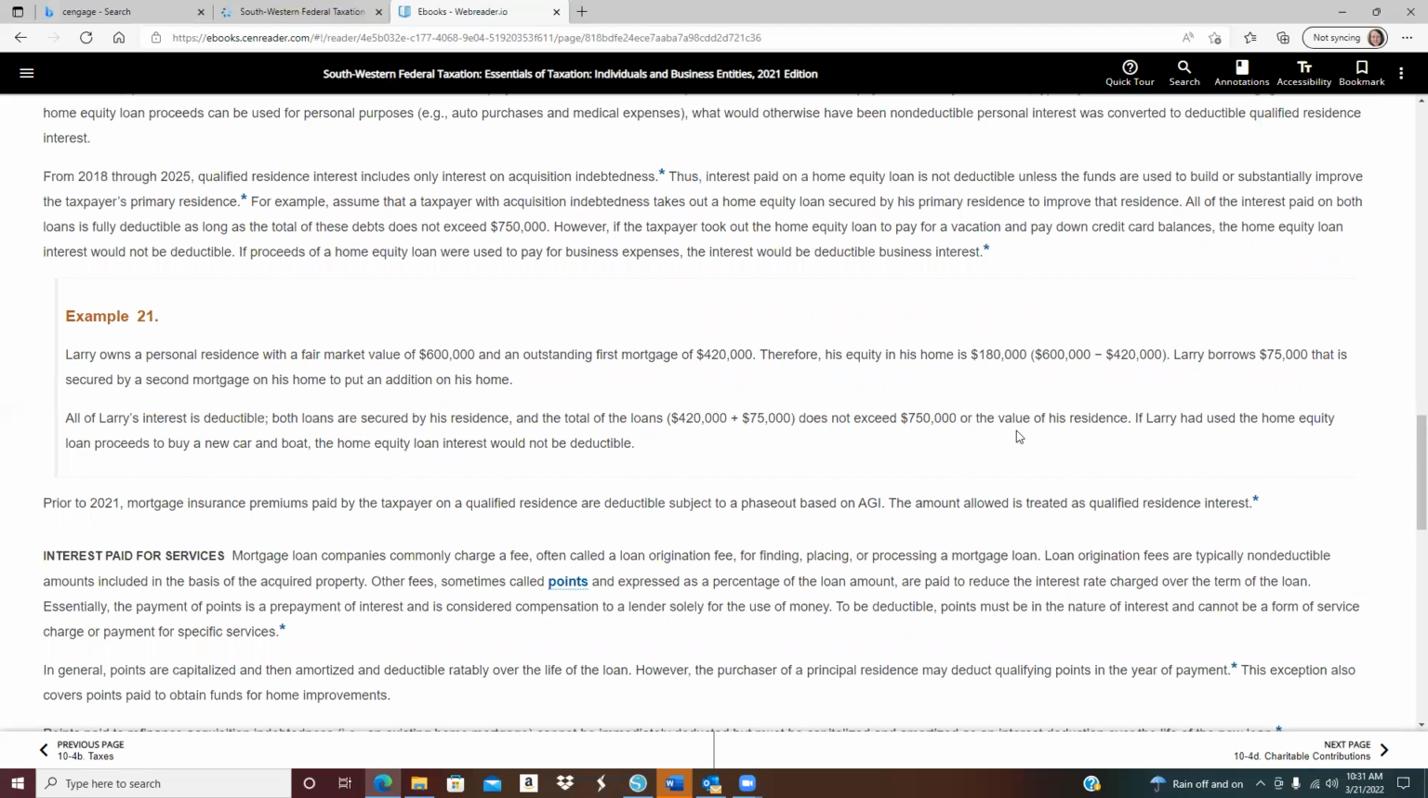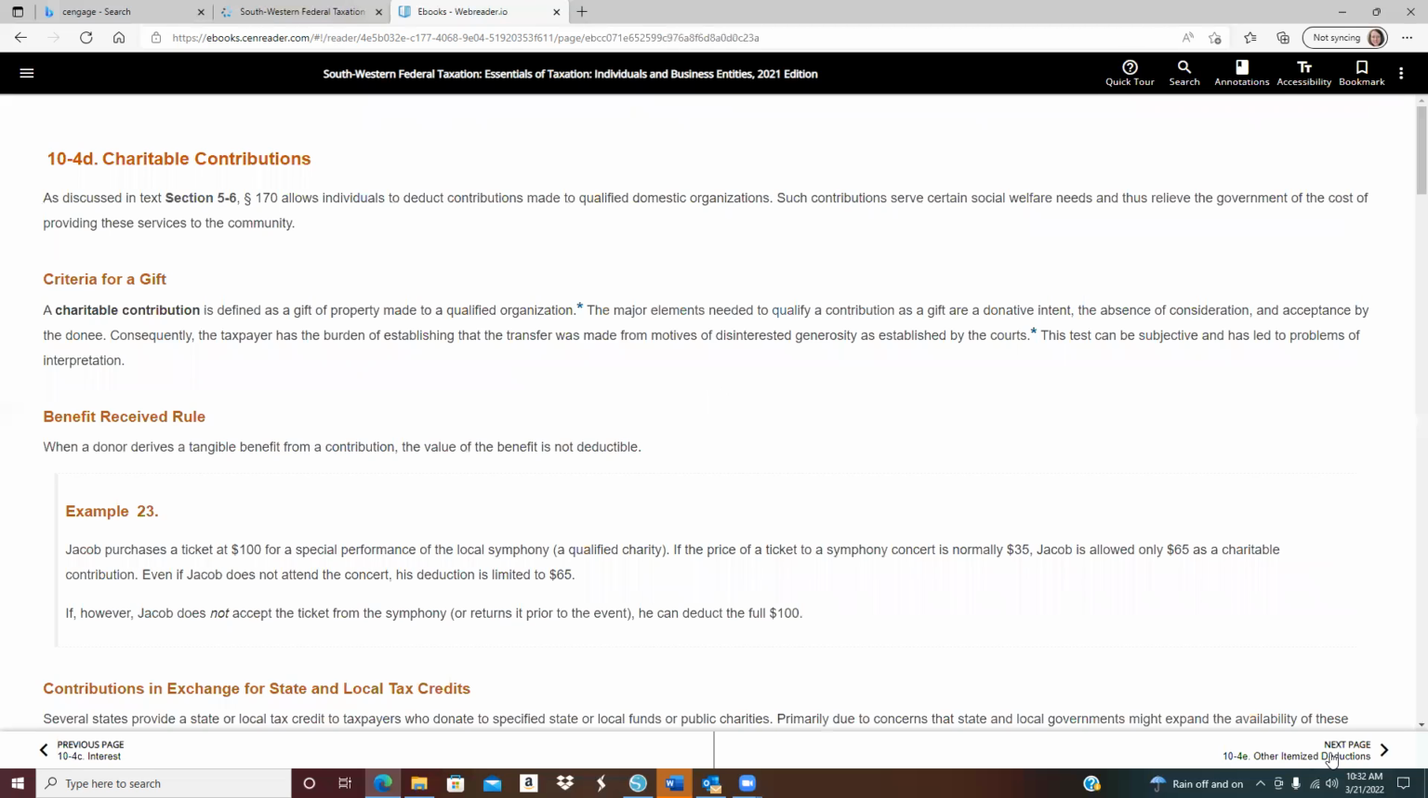So Larry owns a personal residence with a fair market value of $420,000. His equity in his home is $180,000. That's the fair market value less his outstanding mortgage. Now, Larry borrows $75,000 that is secured by a second mortgage on his home to put an addition on his home. So all of Larry's interest is deductible, since the total of the loans does not exceed $750,000 or the value of the home. If he used the home equity loan proceeds to buy a new car and boat, then the home equity loan interest would not be deductible.